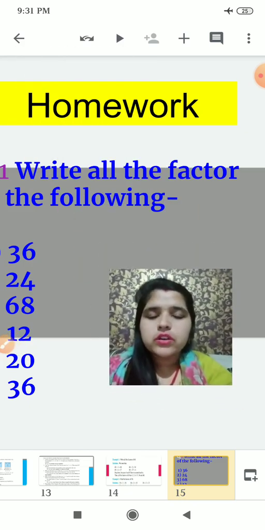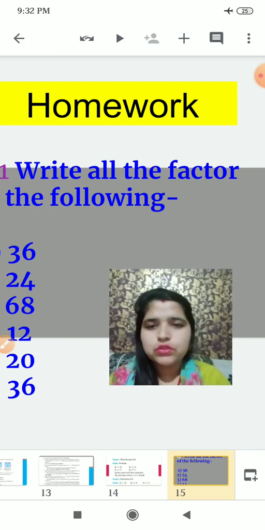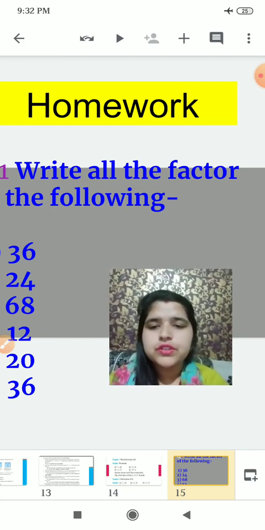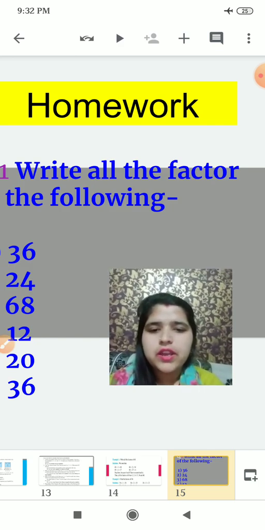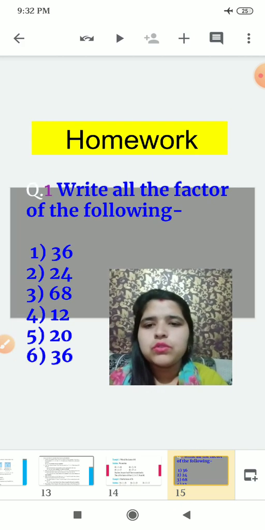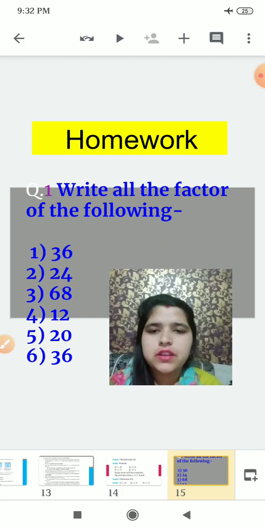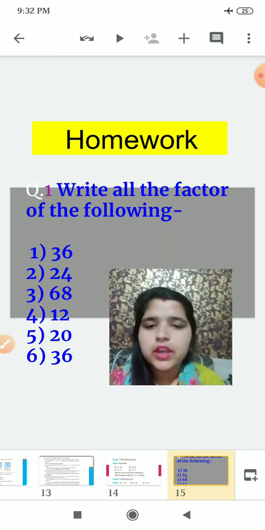So children, this is the homework which you all have to do: write all the factors of the following. See, first one is 36, 24, 68, 32 and 12, 20, 36. Third one is 68, sorry. Okay, so you have to write down the factors of the following.